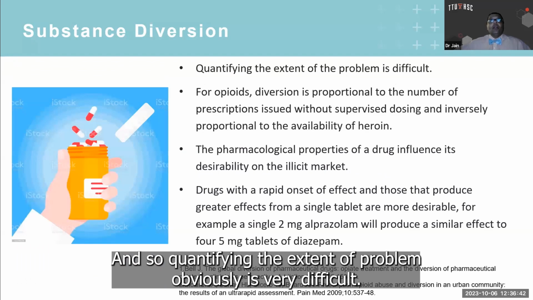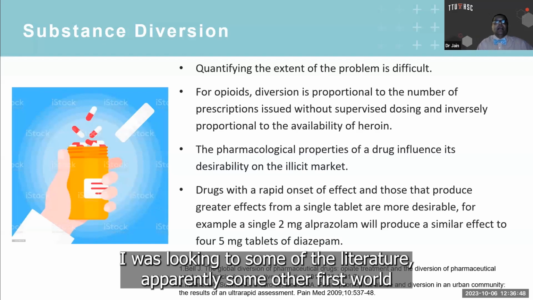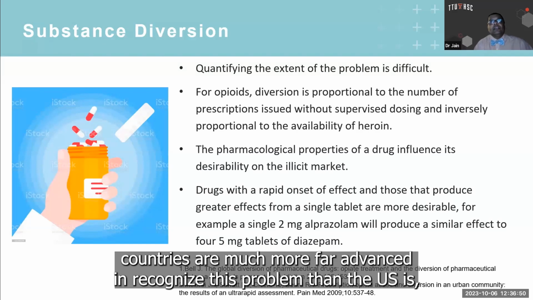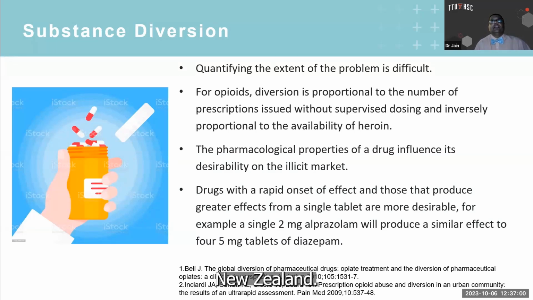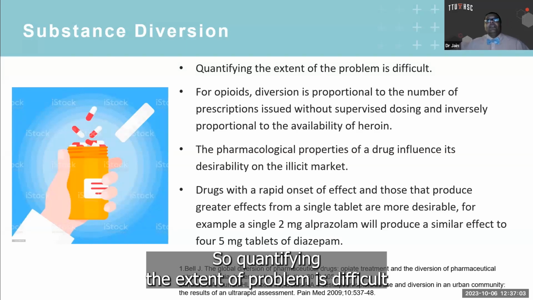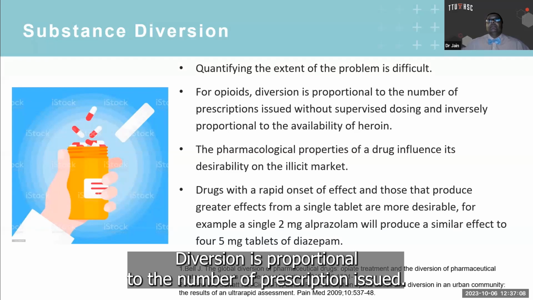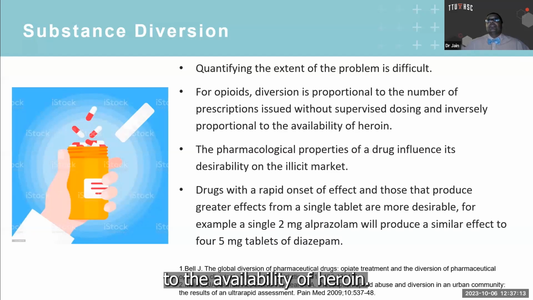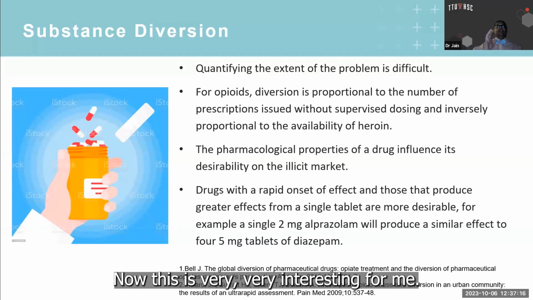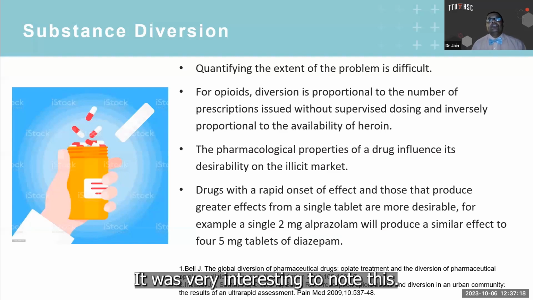And so quantifying the extent of the problem obviously is very difficult. I was looking into some of the literature. Apparently, some other first world countries are much more far advanced in recognizing this problem than the US is, because most of the literature is either from Europe or Australia and New Zealand. So quantifying the extent of the problem is difficult. For opiates, diversion is proportional to the number of prescriptions issued without supervised dosing, and inversely proportional to the availability of heroin. Now, this is very, very interesting for me. It was very interesting to know this.